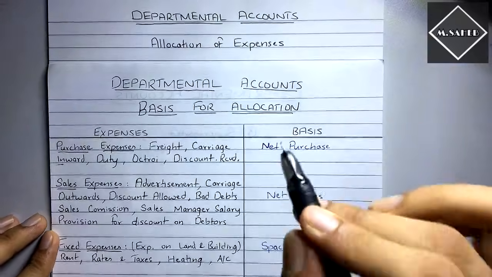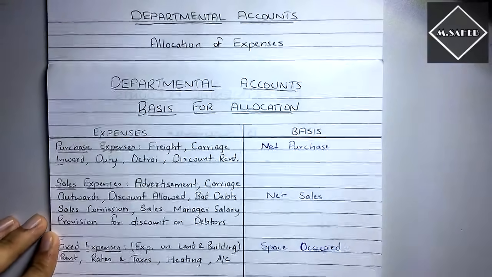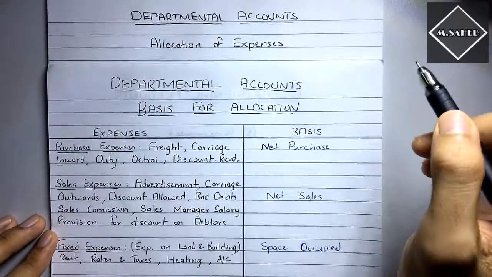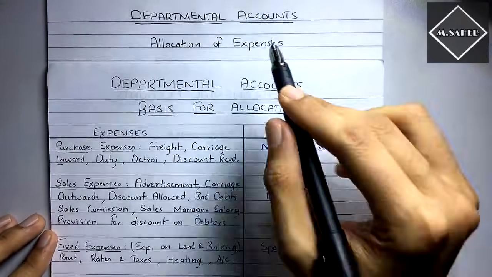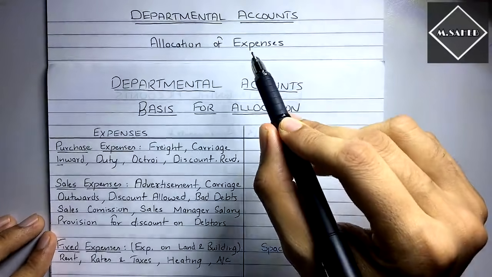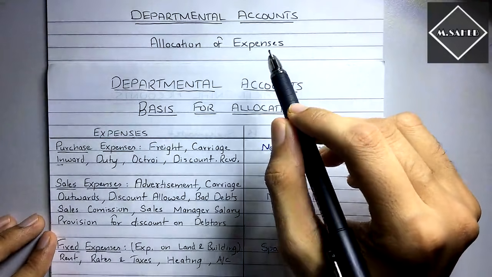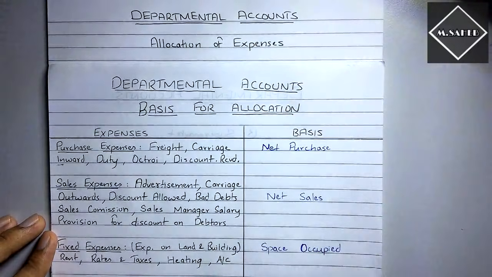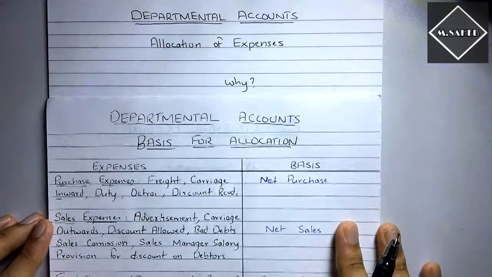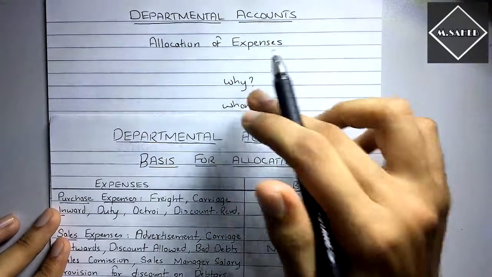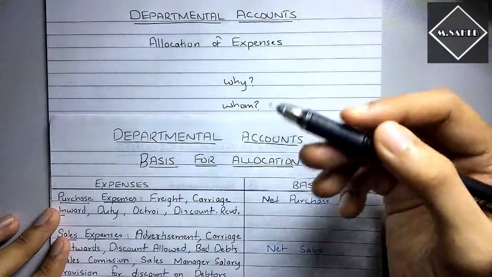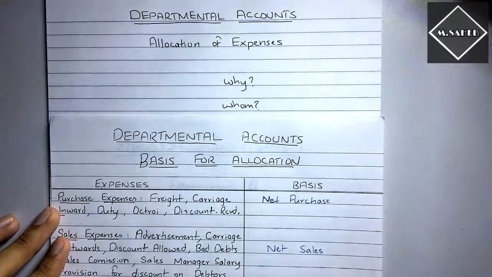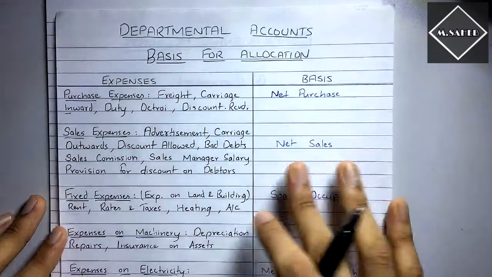Now see, allocation of expenses is the most important thing in this chapter, and it's also very simple. It's very easy if you understand the expense. If you understand the particular expense given to you, then you can easily do the allocation of that expense. The thing here is that you need to know why that expense is incurred and for whom it is incurred. If you understand why it is incurred and for whom it is incurred, then you can easily do the allocation of that expense. Okay, see, here is the list.